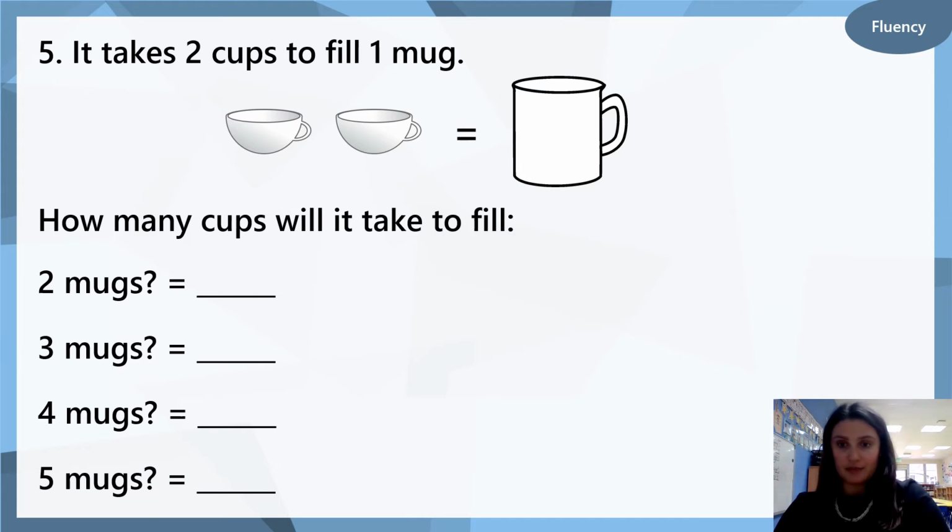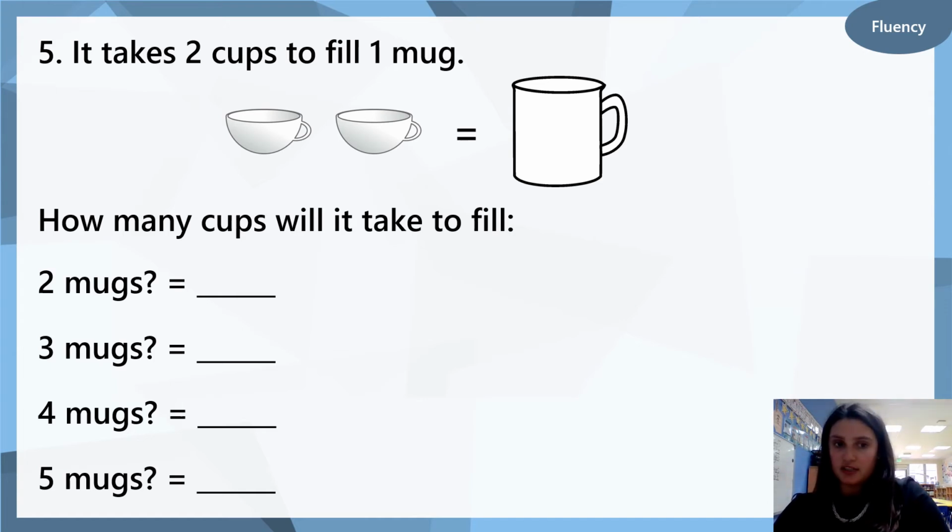Okay, question 5, we're getting a bit tricky now. It takes 2 cups to fill 1 mug. So look at the top, we have 2 of the smaller cups to fill 1 mug. So if you take 1 cup and you pour the water in, and then you take another cup and pour the water in, the mug will be full. How many cups do you think it will take to fill 2 mugs? So think about it. If it takes 2 cups to fill 1 mug, how many will it take to fill 2 mugs? Do you need to do plus or do you need to do minus? What do you think?